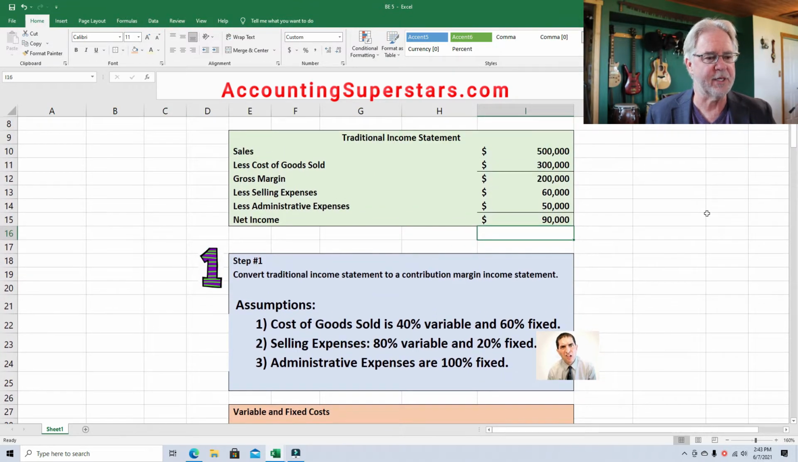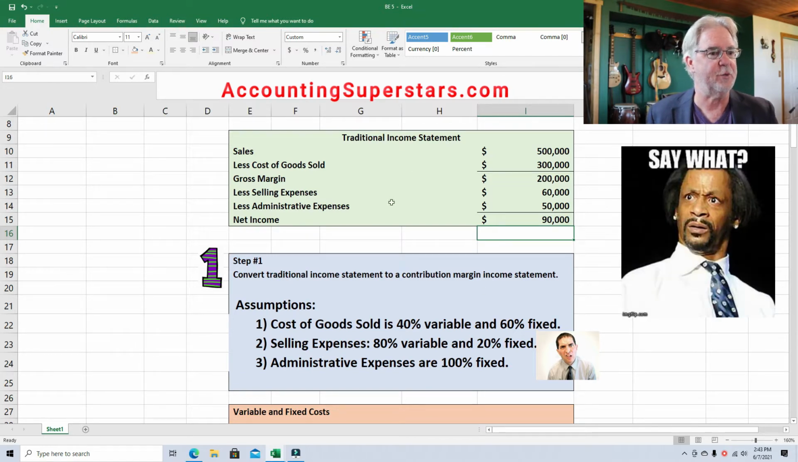Now, here are some assumptions. These assumptions do not hold true for all companies. I just made this up. It's just for this problem only. Different companies have different variable and fixed cost combinations. So assumption number one, cost of goods sold is 40% variable and 60% fixed. In other words, cost of goods sold is $300,000, 40% of it is variable and 60% fixed. Well, we'll write it all out here in a second.